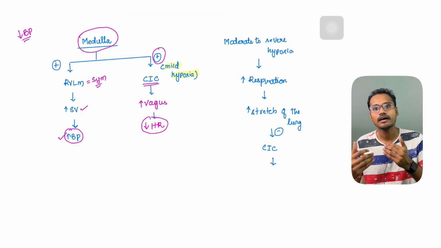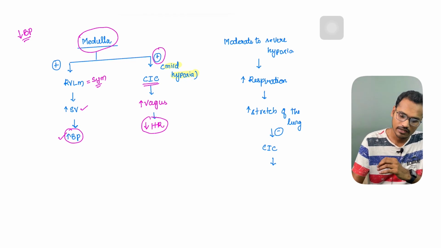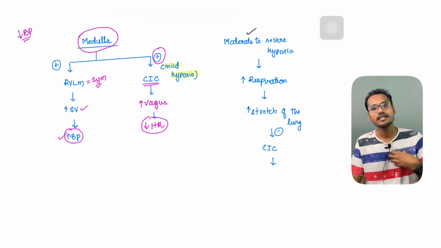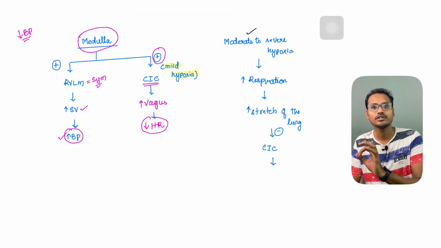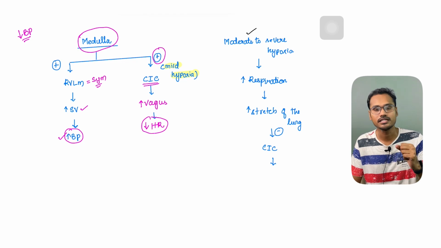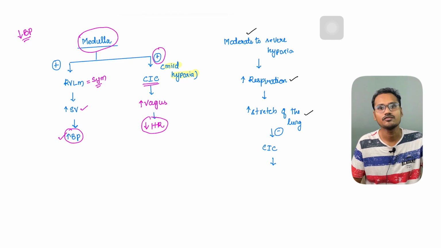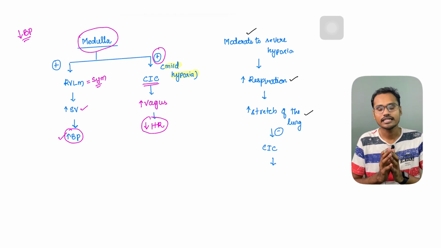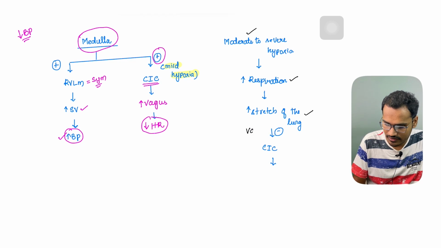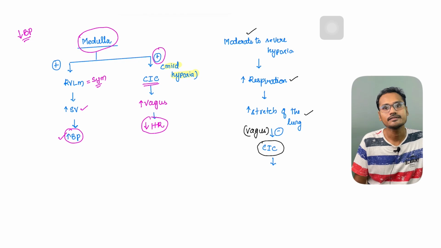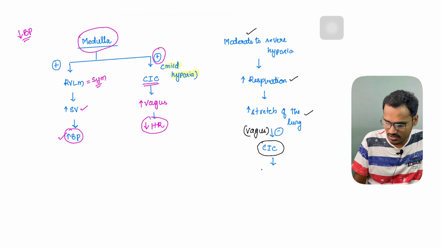But when the patient is having moderate to severe hypoxia, now the respiratory center is also working, because I told you the carotid and the aortic bodies also respond to the respiratory stimulus. There is going to be an increase in respiration and an increase in stretch of the lung. Whenever this stretch of the lung increases, it carries the vagal afferents from the lung and they are going to inhibit the cardio-inhibitory center. So naturally, if the cardio-inhibitory center is inhibited, there is an increase in heart rate which causes tachycardia, which is more favorable.